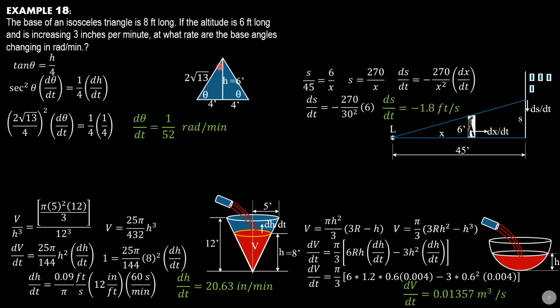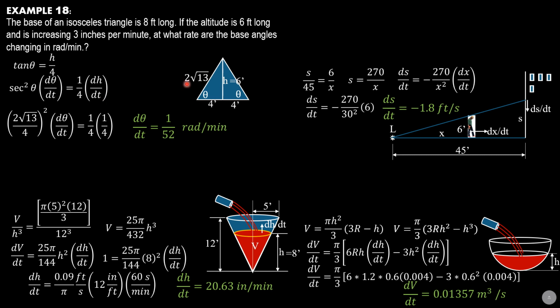And this is the hypotenuse. When h is only 6, the length of the hypotenuse would be 2 square root of 13: the square root of 4 squared plus 6 squared. So let's define this base angle. Tangent of theta is opposite h over 4. Differentiating with respect to time, the derivative of tangent is secant squared theta times the derivative of theta with respect to time. This is the rate at which the angle is changing, expressed in radians per minute later. Then 1/4 times dh/dt.